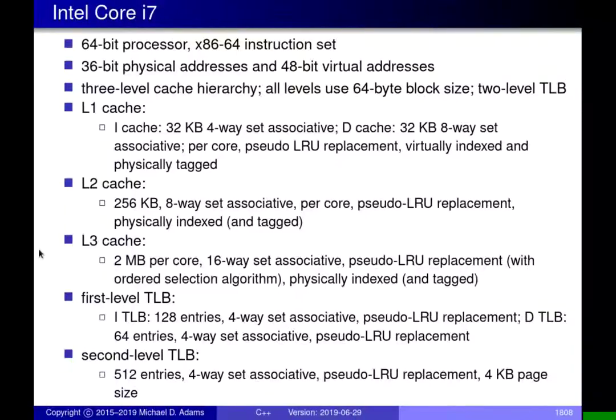On this slide and the next, I'd like to give some examples of the cache-related parameters for a number of real-world processors. So the first example I want to consider is the Intel Core i7 processor. This is a 64-bit processor based on the x86 instruction set. It uses 36-bit physical addresses and 48-bit virtual addresses. It uses a 3-level cache hierarchy with a cache block size of 64 bytes. The level 1 cache is virtually indexed and physically tagged, while the level 2 and level 3 are physical caches. The translation lookaside buffer that's employed is a 2-level translation lookaside buffer. The page size is 4 kilobytes. And the associativity of the caches varies from 4-way to 16-way.